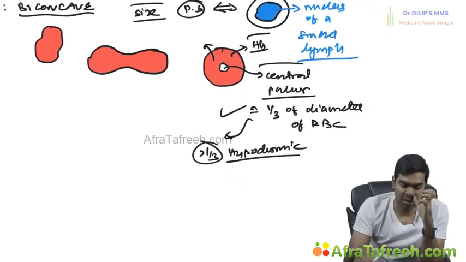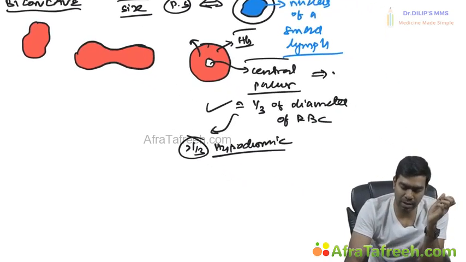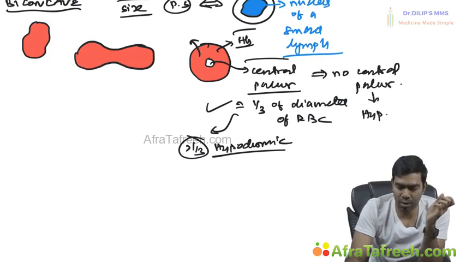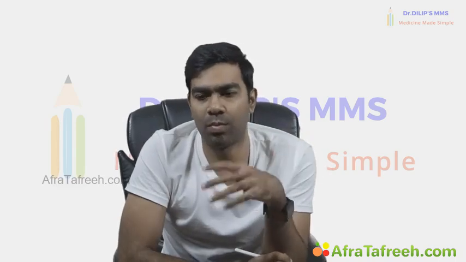So if the RBCs do not show a central pallor, then you can call this a hyperchromic RBC. This is how you differentiate hyperchromic, and then the size of the RBC, microcytic or macrocytic, in the peripheral smear. This is how you're going to tell.